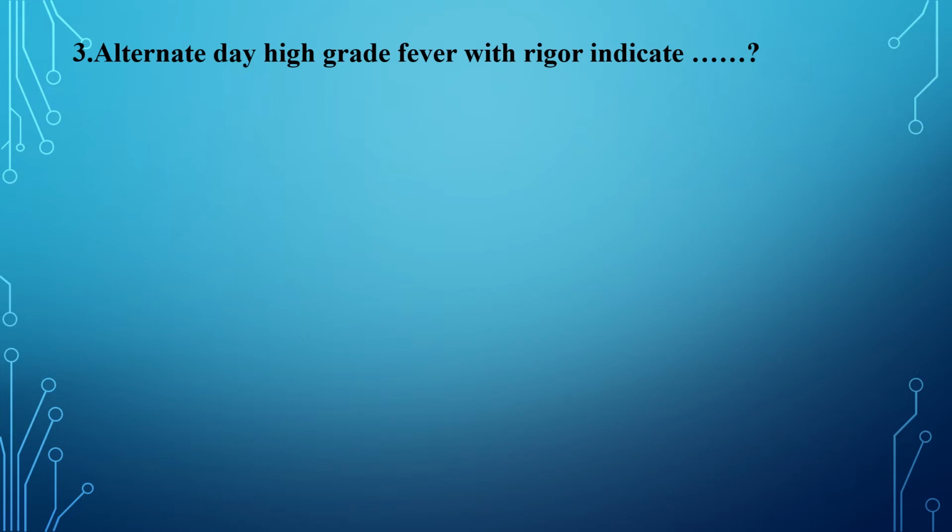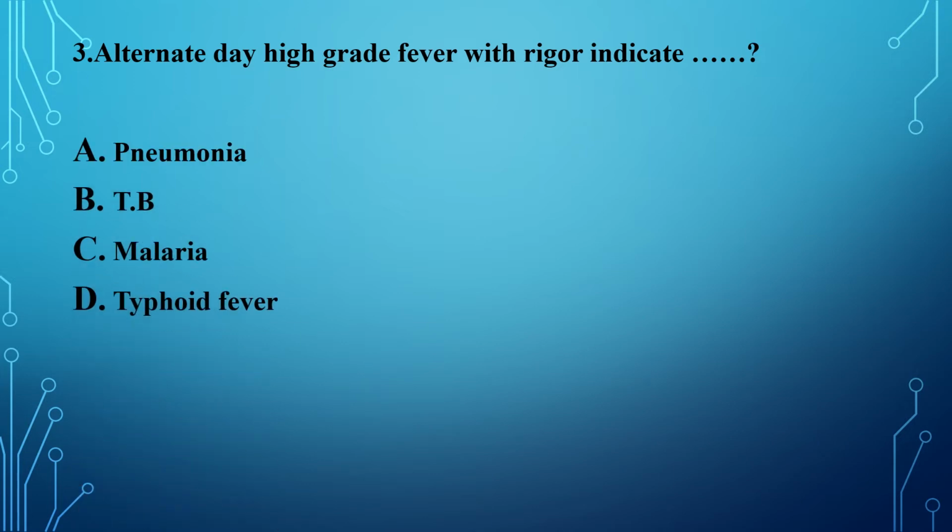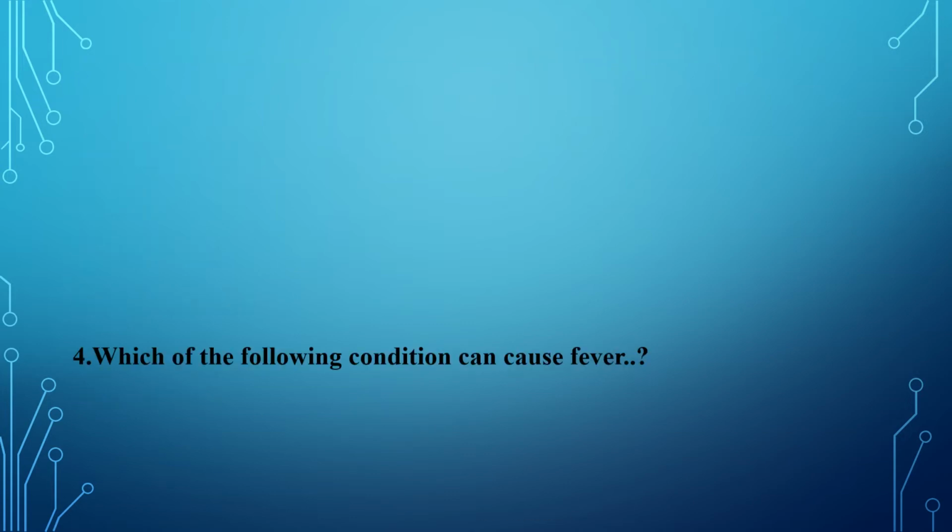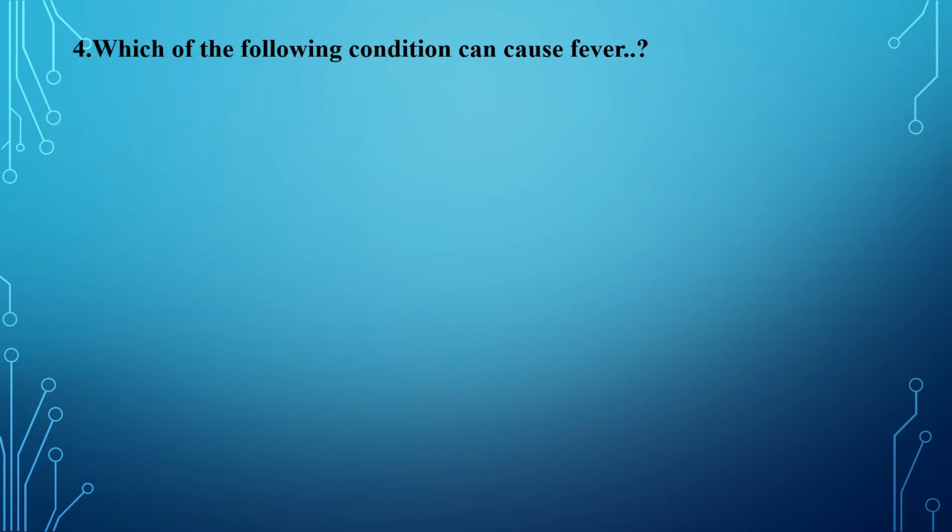Third question: alternative day high grade fever with rigor indicates. So what are the keywords in the question? Alternative day high grade fever with rigor. There are four options: A, pneumonia, B, TB, tuberculosis, C, malaria and D, typhoid. Answer: C, malaria.